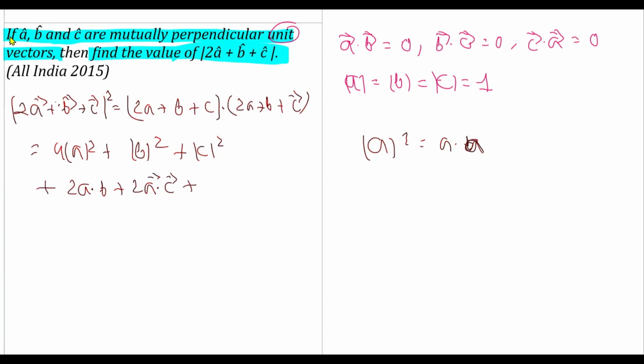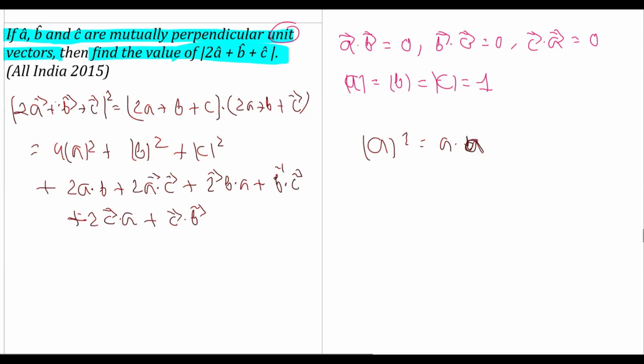And what about the others? b multiplied by this is 2 vector b dot a, and b multiplied by c is b dot c. Then c multiplied by this is going to be 2 times c dot a, and then c multiplied by b is going to be c dot b, and c dot c is done.